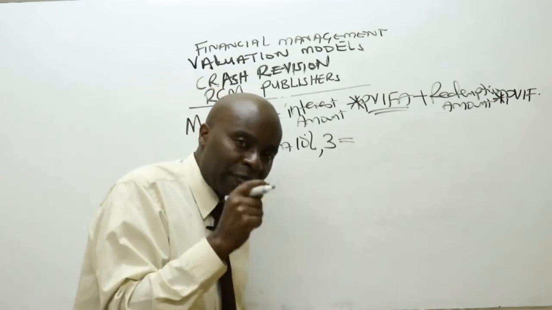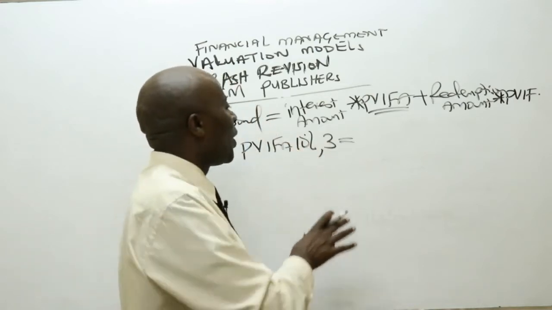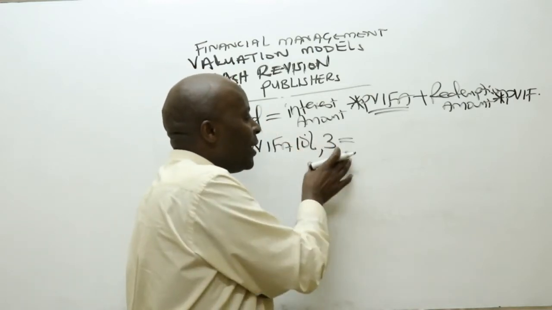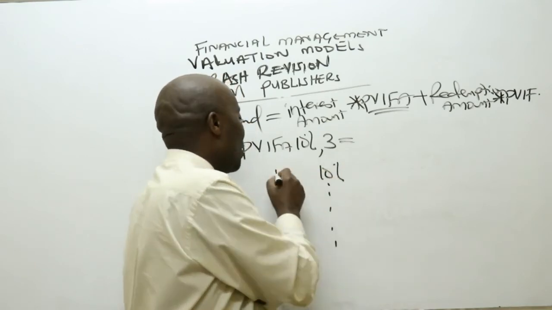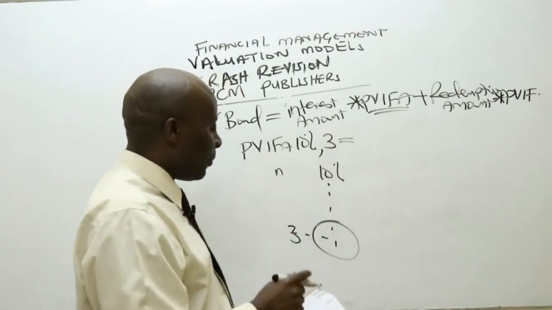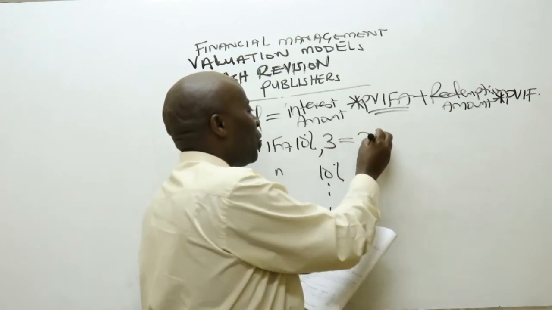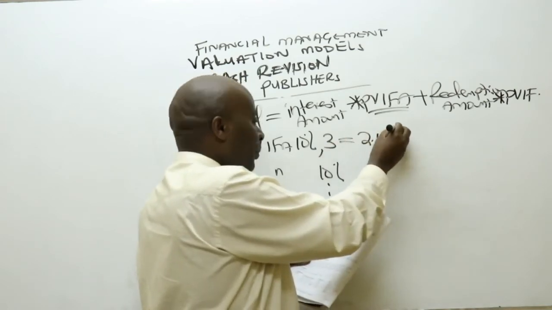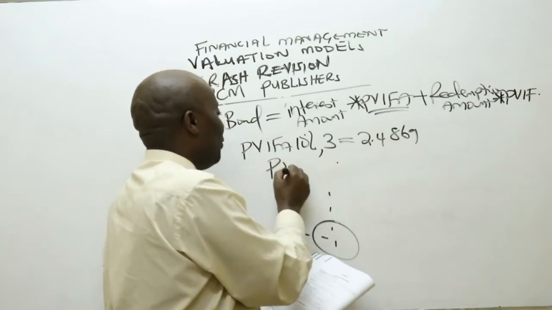You simply go to that table written annuities. So under annuities, we have 10%. How many years? 3 years. So you go to 10% under the annuities, where n is 3. So kindly read the figure that is here. If you're able to see your tables very well, you should be able to see 2.4869 like that.